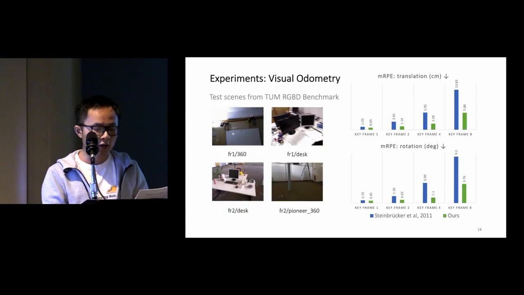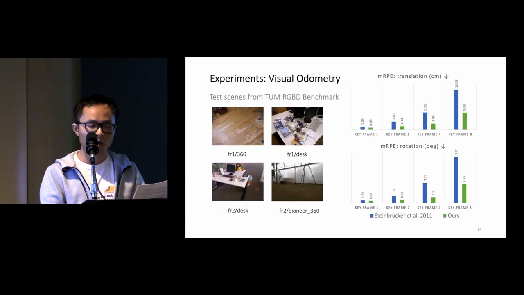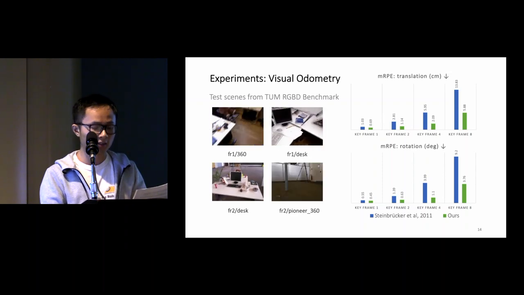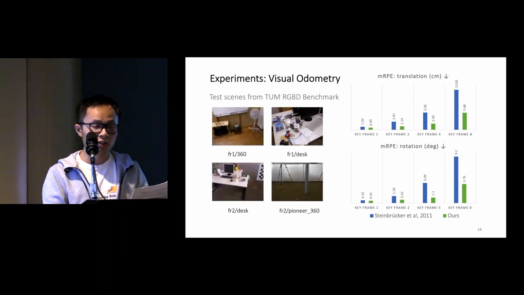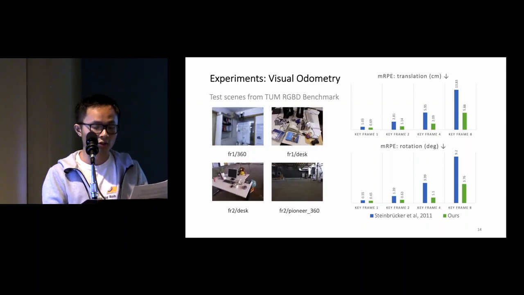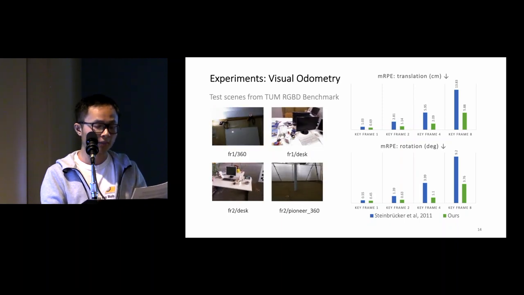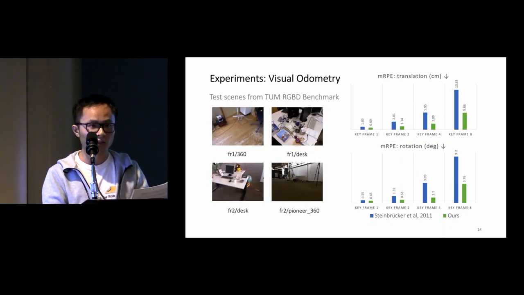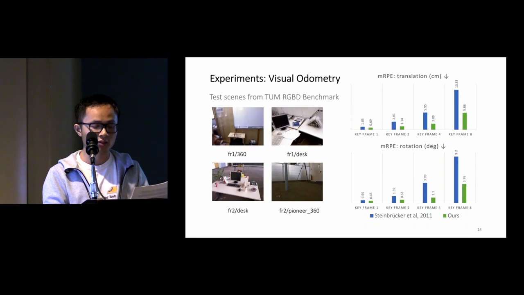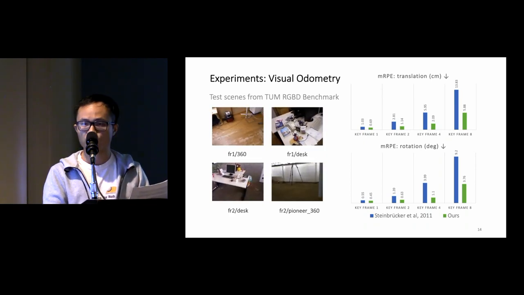We also evaluate our method on the task of visual odometry using the RGBD TUM dataset. Compared to the RGBD visual odometry baseline, which also uses a classical Lucas-Kanade algorithm, our method performs significantly better in terms of various testing trajectories and also under different motion magnitudes.